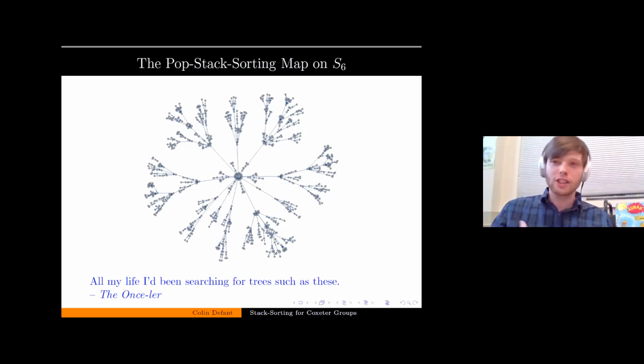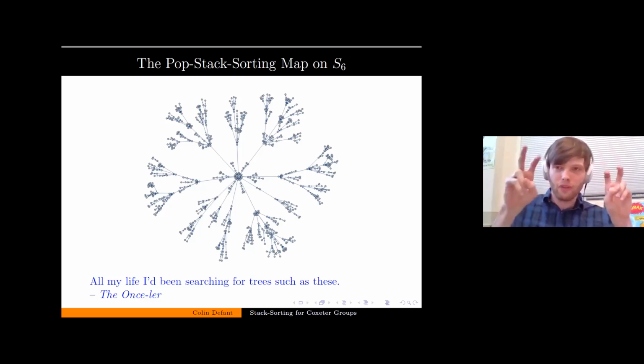And I think I have what I would consider a pretty reasonable definition of stack sorting for Coxeter groups. Before I tell you what it is, I want to give a brief crash course on Coxeter groups just so we're all on the same page.